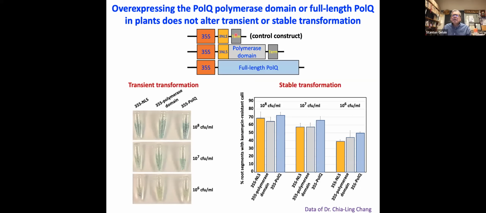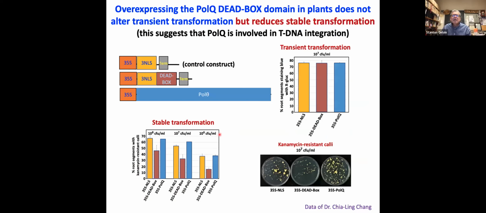So we first expressed either an empty vector, or just the DNA polymerase domain of polyQ, or the full-length polyQ. It had no effect on transient transformation and had no effect on stable transformation. She looked at many, many different transgenic lines and she saw no effect at all. However, when she expressed the DEAD box region, which is part of the helicase domain, she inhibited stable transformation by a factor of about 2, but it did not affect transient transformation.